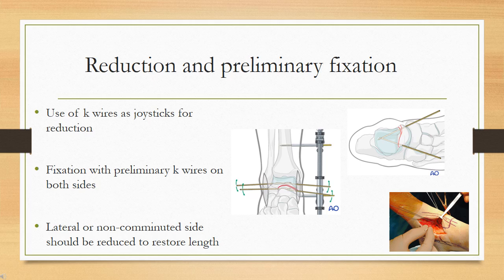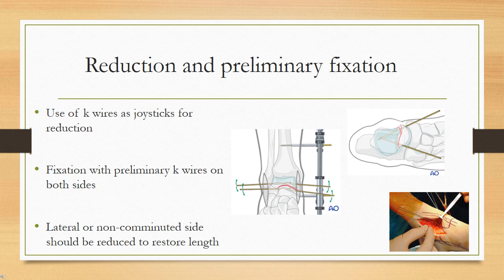Once proper alignment is achieved, preliminary K-wires are placed on both sides of the fracture. These act as temporary fixation, holding the reduction in place and allowing fine adjustments before definitive fixation. The lateral or non-comminuted fragment is reduced first, serving as a reference for restoring talar length and orientation. After provisional stabilization, definitive fixation with screws or plates is applied, ensuring restoration of talar height, length, and joint alignment.